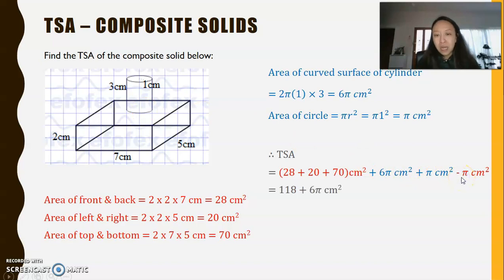Once this is done, we can find the TSA of this composite solid as 118 plus 6 pi centimeter square. I would advise you to leave your answer this way, unless you are asked to round your answers off to 2 decimal places, and then you can round it off using your calculator. But this is a preferred method because this shows us the exact value of our area.